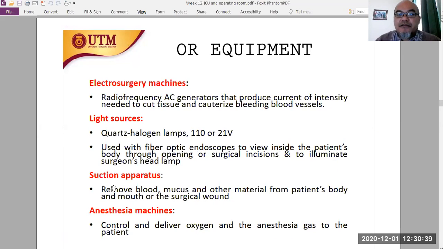Suction apparatus. This is used to remove blood, mucus, and other material from the patient's body and mouth or the surgical wound. Anesthesia machines control and deliver the oxygen and the anesthesia gas to the patients.